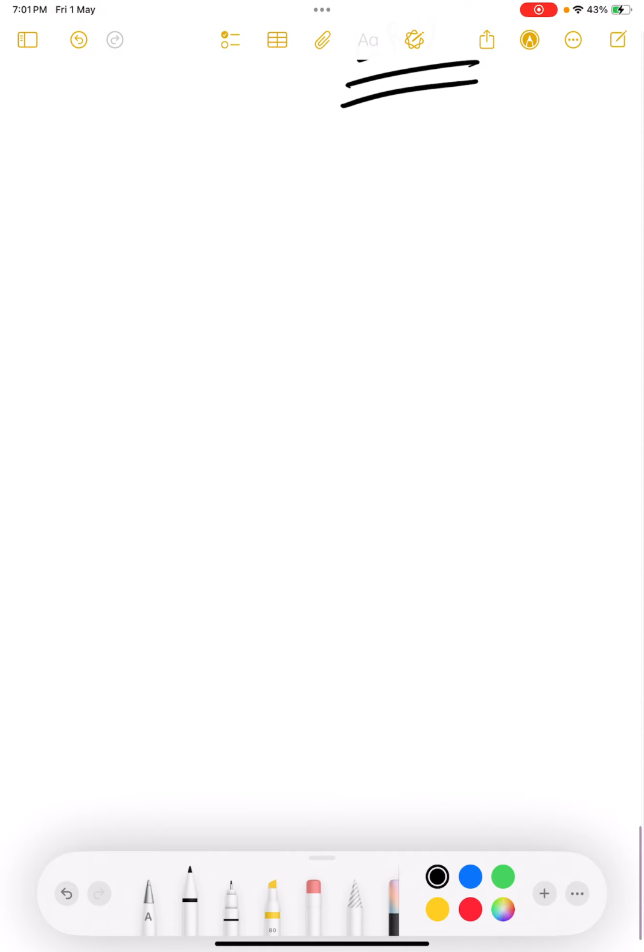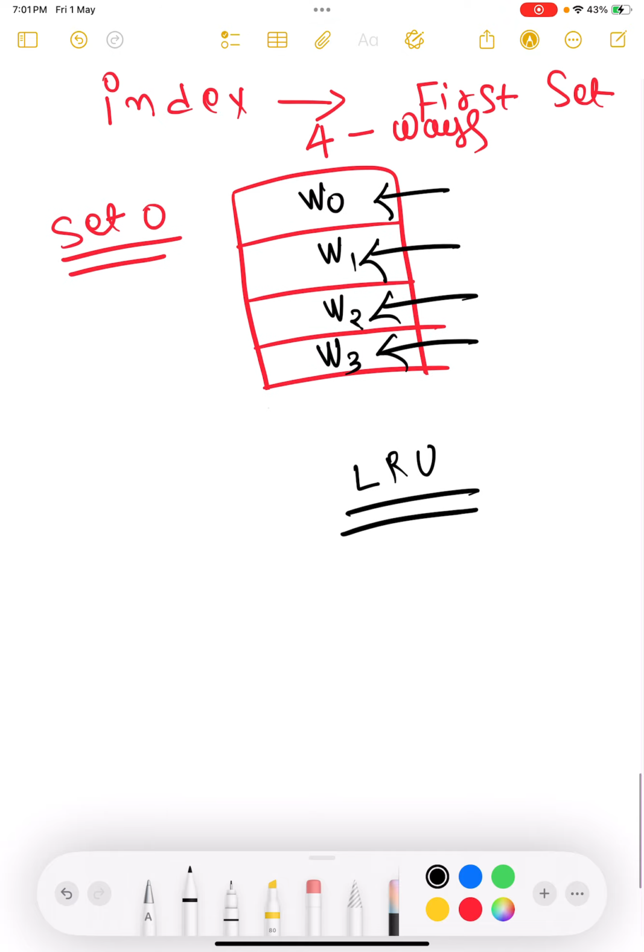So now, what is the industry preferring? The industry is preferring pseudo-LRU. Why not a normal LRU? You might know that for a normal LRU implementation, in each way we have to attach a counter. But if you attach counters like C0, C1, C2, C3, the hardware will become very bulky.